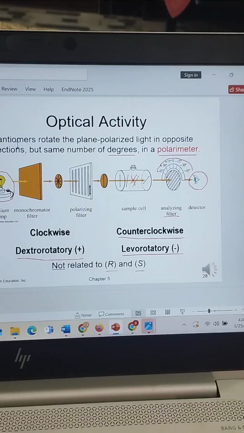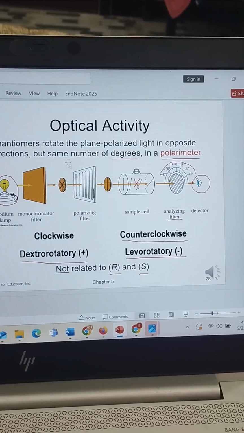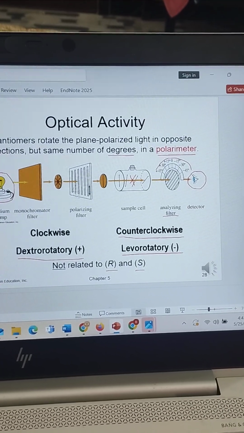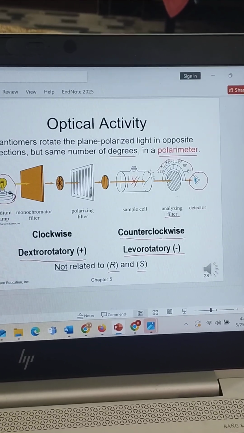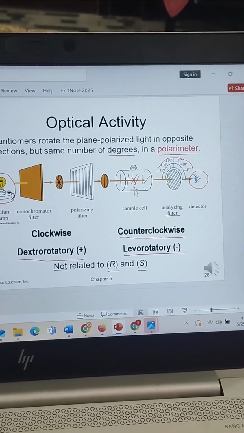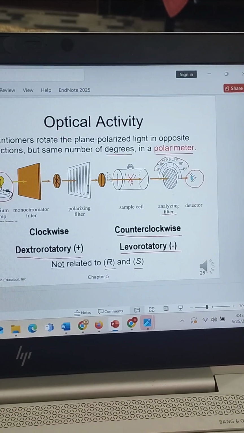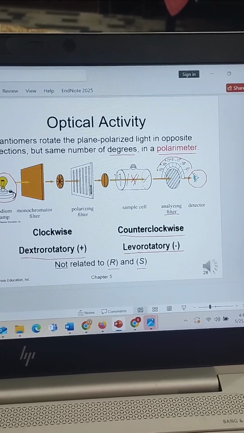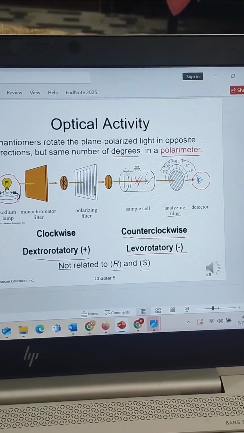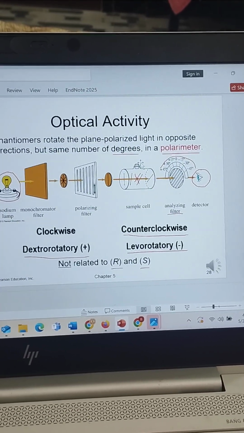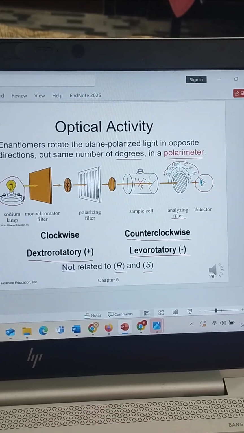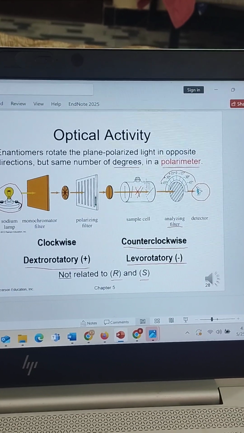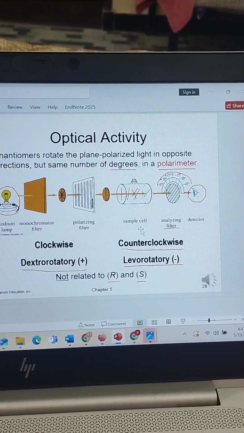So this is optical activity: enantiomers rotate the plane polarized light in opposite directions but by the same number of degrees in a polarimeter. So this is a source, this is a monochromatic filter, and we filter it to a single direction, and then the sample cell, in which our sample, maybe R or maybe S, would be put. If the light rotates towards the clockwise direction, then the sample we put in the sample cell would be R. And if the plane polarized light rotated towards the anti-clockwise direction, then the sample would be of the S configuration.